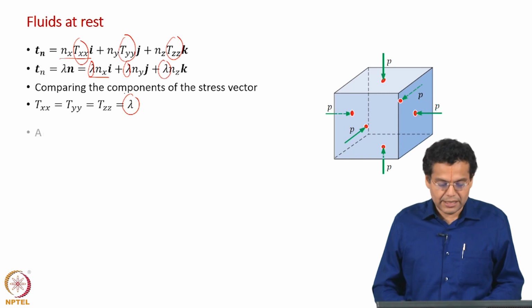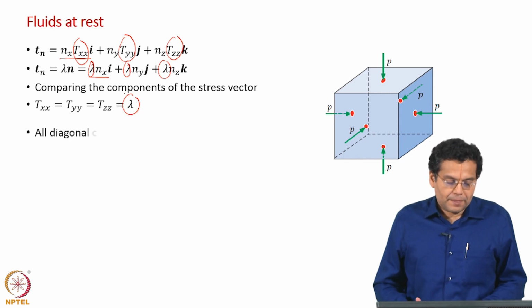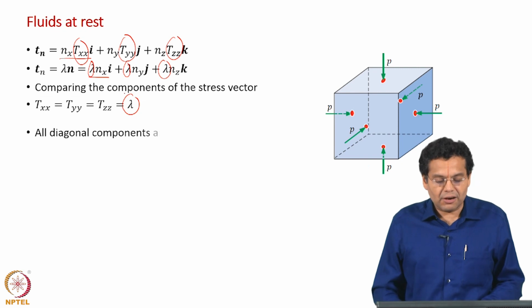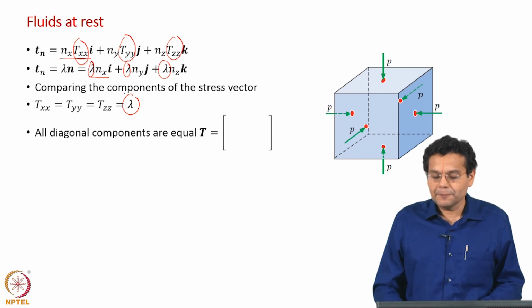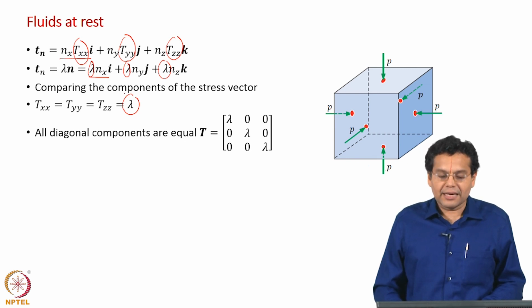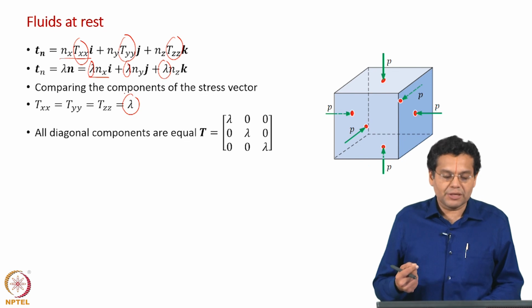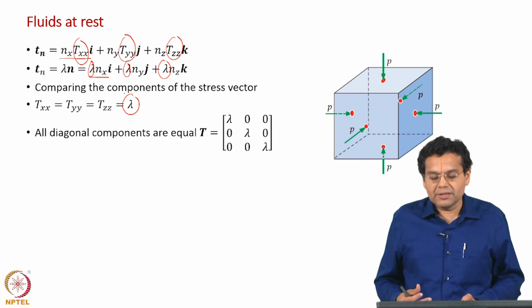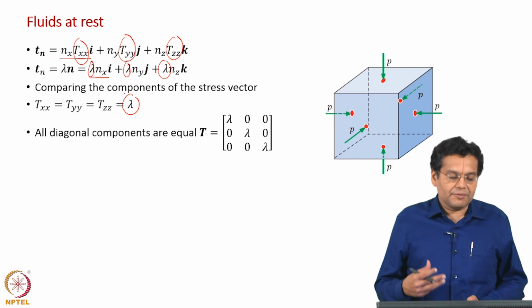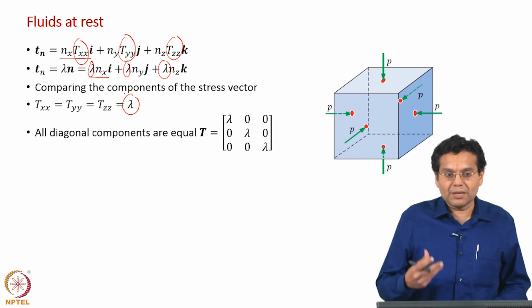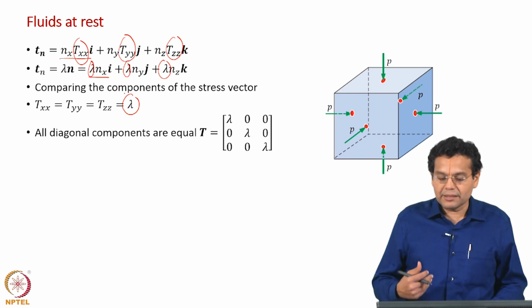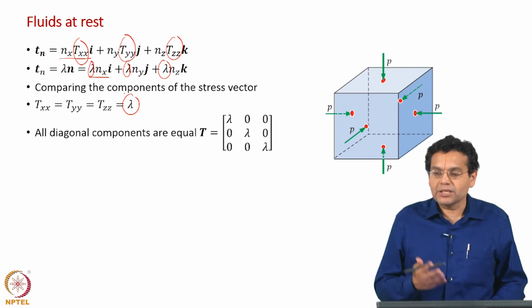Another way of putting it is that all diagonal components are equal. So now our stress tensor becomes diagonal. Earlier we said txx, tyy, tzz, to begin with, could be unequal, but then we have proved that they should be equal, only then will equilibrium be maintained.